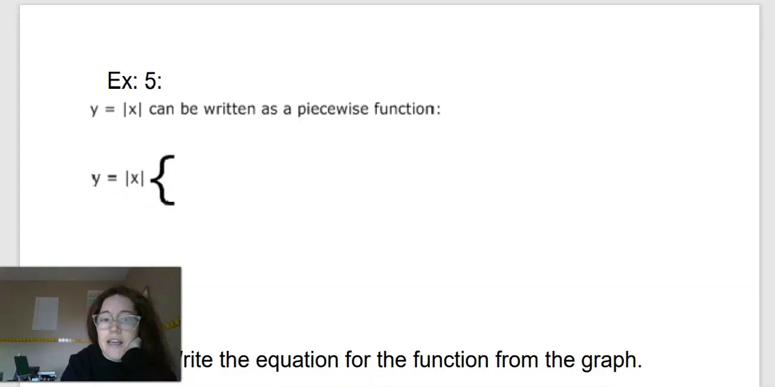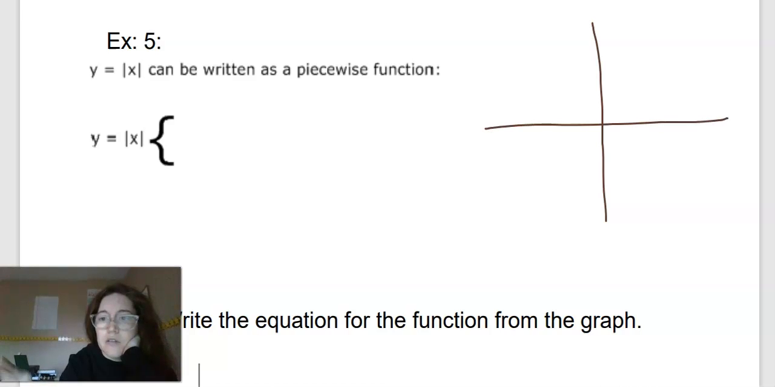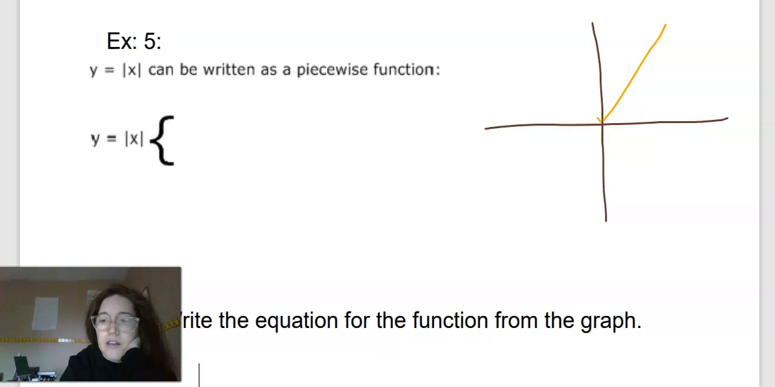Oh, we are. Yay. Okay, so piecewise, and we're talking about absolute value. So absolute value looks like that. What's absolute value doing? Absolute value is talking about its distance away from 0, correct? So all of these values that are negative here are actually positive.